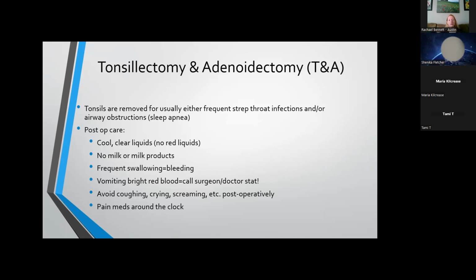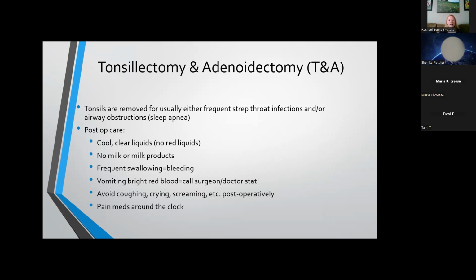Things that you need to do in post-op care, we want to give cool, clear liquids, definitely no red liquids, as we could confuse that with blood. No milk or milk products, as that can be inflammatory to that area. Frequent swallowing, like we covered, indicates that there's bleeding. This is an emergency situation, something that we want to report right away so we can get on top of it. If that patient starts vomiting bright red blood, this is another big issue here.